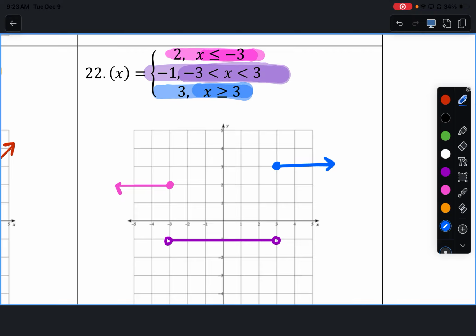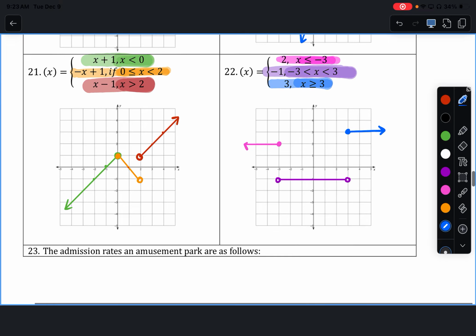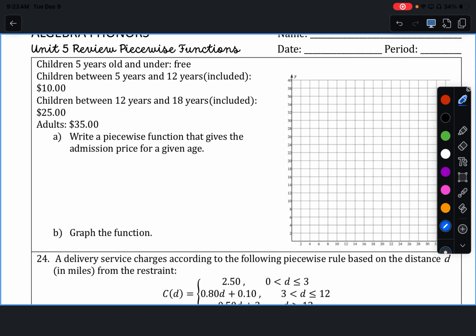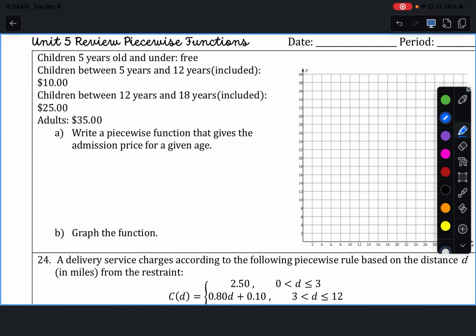Okay, so from here, we're going to pick up where we left off yesterday, which is question 23. Question 23 talks about the admission rates for an amusement park. So we have a word problem here. It tells us that children 5 years old and younger are free. It also tells us that children between 5 and 12, where 12 is included, are 10. We have that children between 12 and 18, where 18 is included, are 25. And adults are 35. So the first thing we are going to do is write out this function.